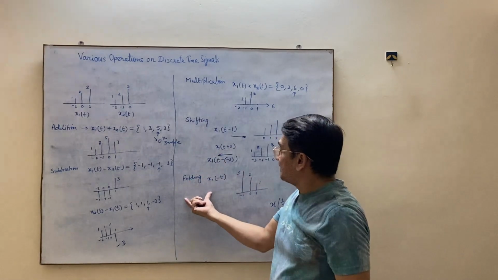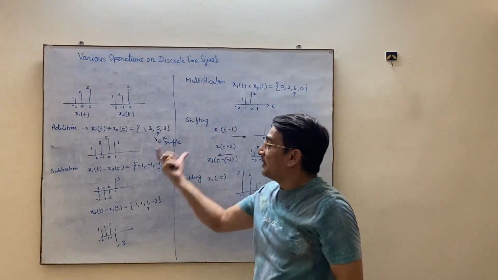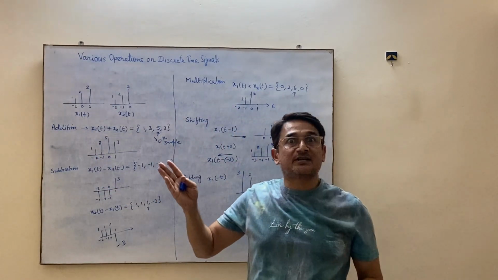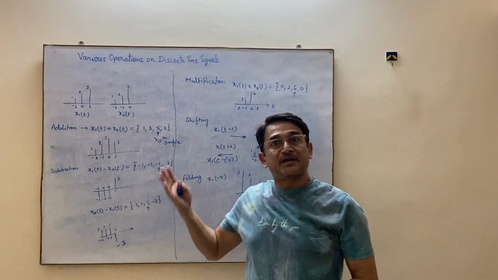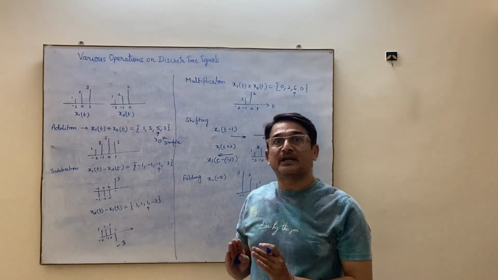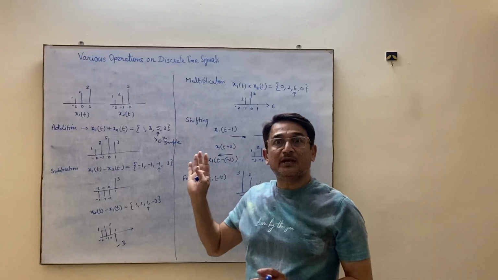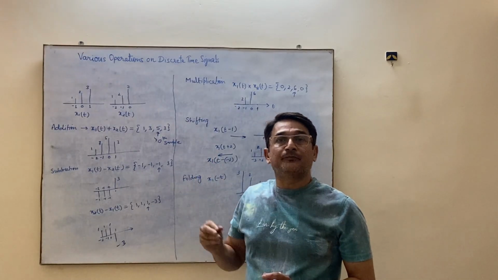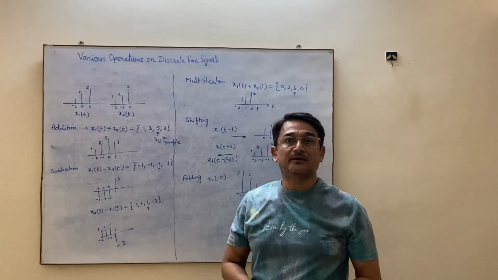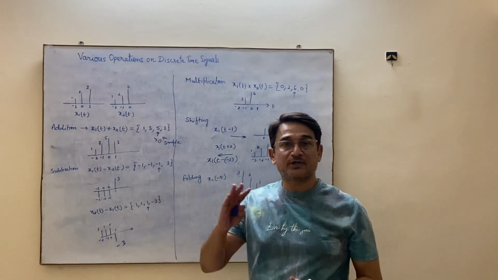So this is shifting and folding operation, multiplication, subtraction and addition. So these are the various operations on discrete time signals. Now on the basis of this we will solve a few numericals and a few questions. Then all these things will be easily understood with a few examples which we will cover in the next video. I hope you understand the concept.